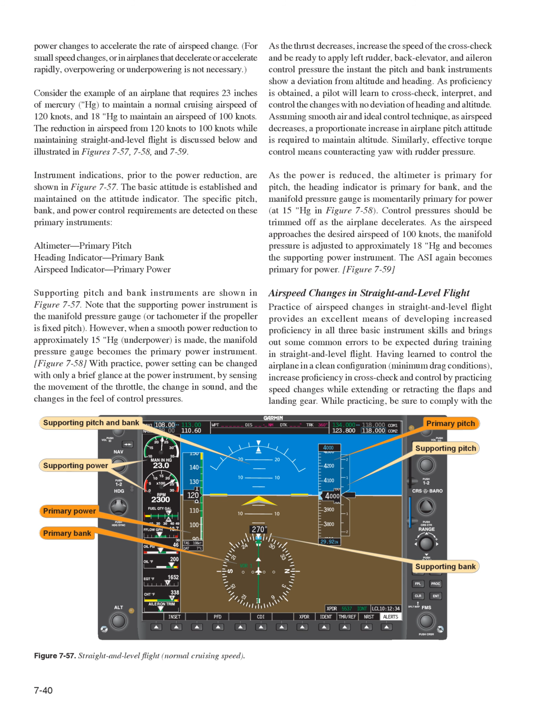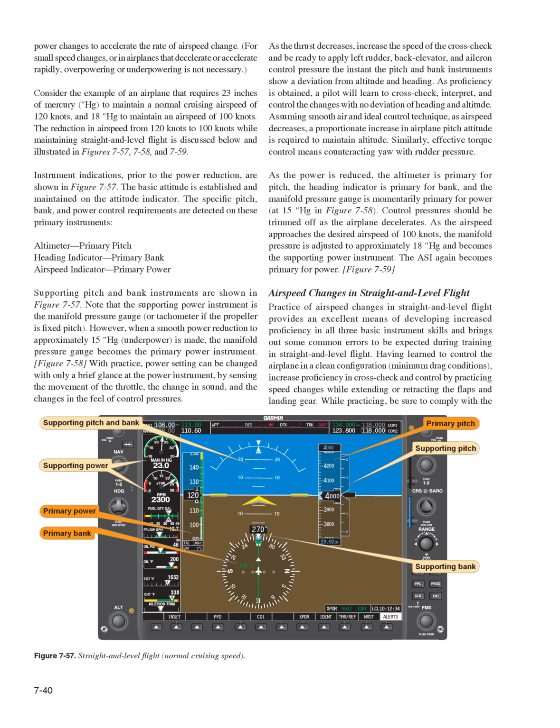However, when a smooth power reduction to approximately 15 Hg underpower is made, the manifold pressure gauge becomes the primary power instrument, figure 7-58. With practice, power setting can be changed with only a brief glance at the power instrument, by sensing the movement of the throttle, the change in sound, and the changes in the feel of control pressures. Figure 7-57. Straight and level flight, normal cruising speed.